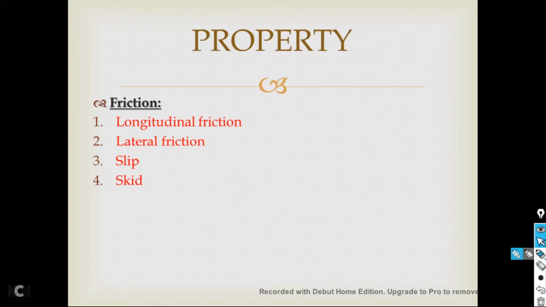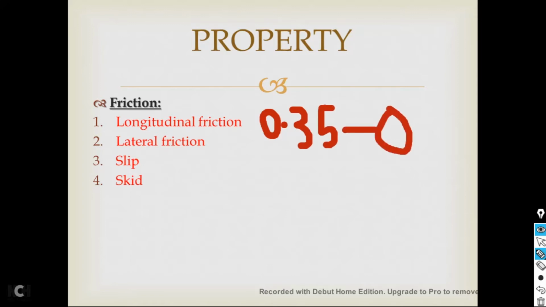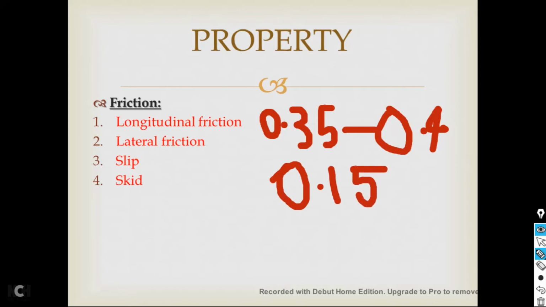For longitudinal friction, the value is 0.35 to 0.4, and for lateral friction the limiting value is 0.15. So please note down this point. For longitudinal friction, the limiting value is 0.35 to 0.40, and for lateral friction the limiting value is 0.15.